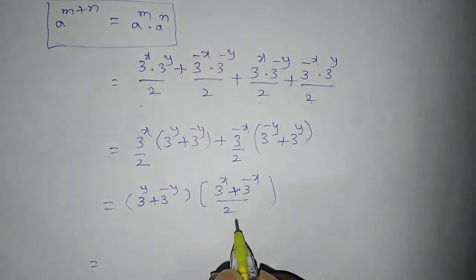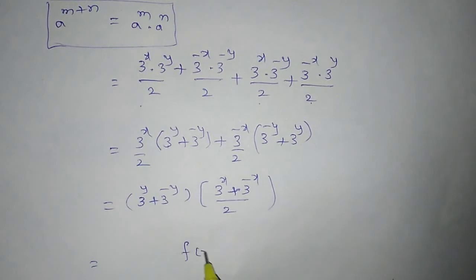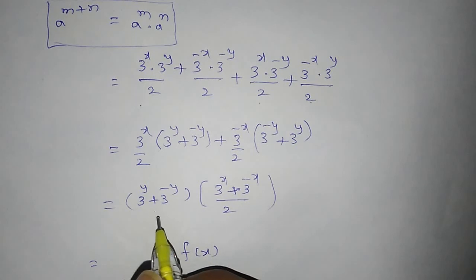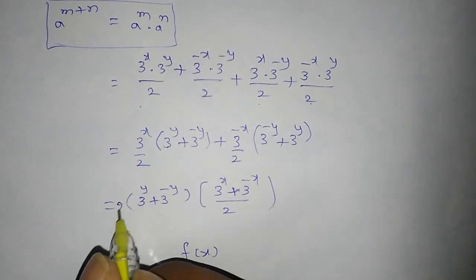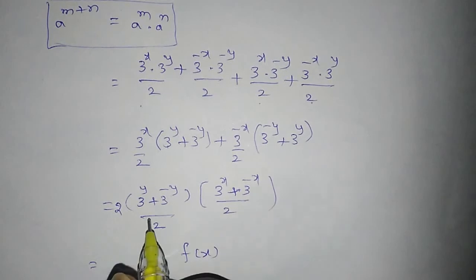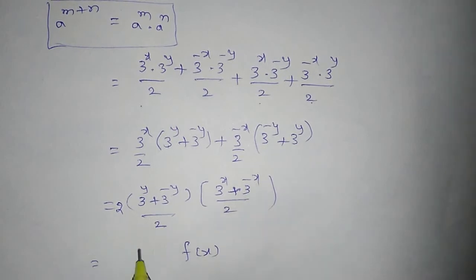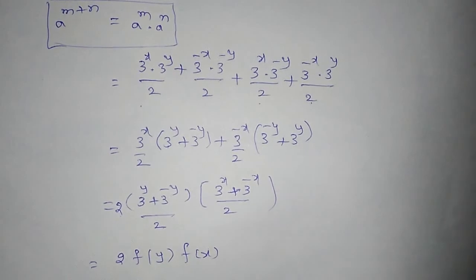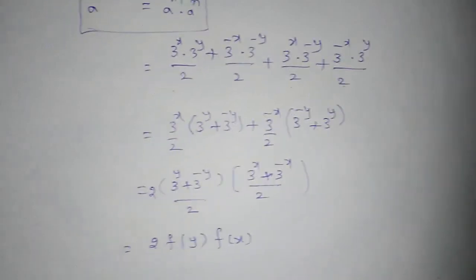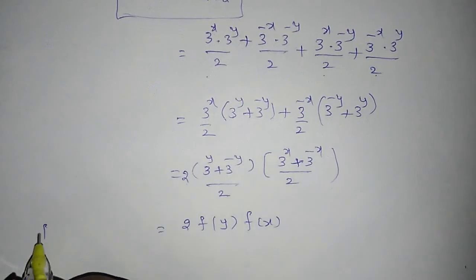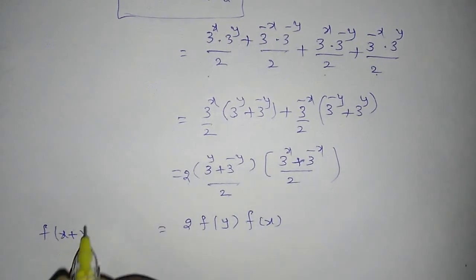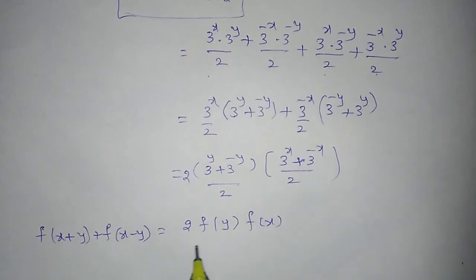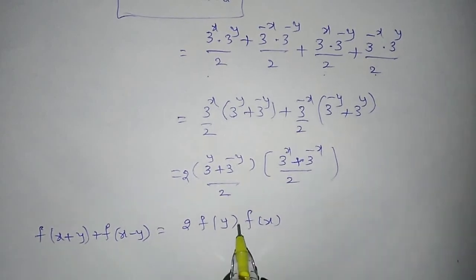Okay, so this is the given function, so that is f of x. Here it is same as the given function, but we have y there and 2 is not there. So if I multiply and divide by 2 here, this is again our given function in terms of y, that is f of y, and extra 2 is there, that is 2 f of y f of x. So f of x plus y plus f of x minus y is equal to 2 into f of y into f of x.